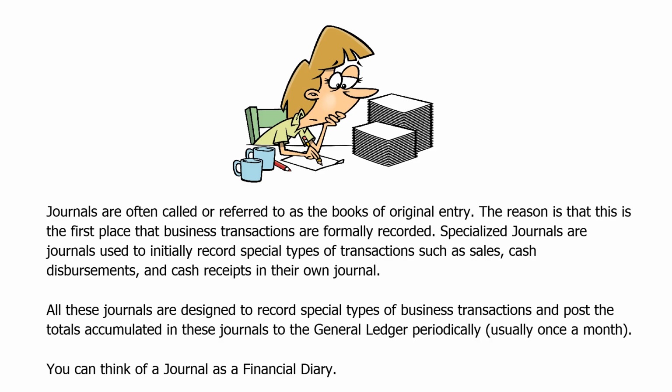Specialized journals are journals used to initially record special types of transactions such as sales, cash disbursements, and cash receipts in their own journal. All these journals are designed to record special types of business transactions and post the totals accumulated in these journals to the general ledger periodically, usually once a month. You can think of a journal as a financial diary.